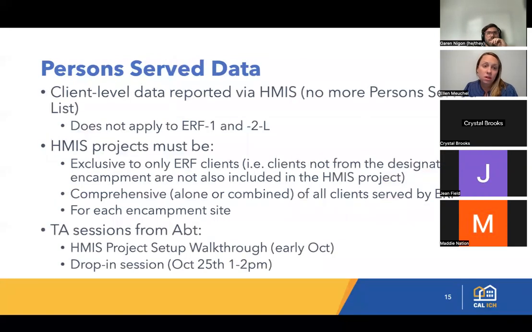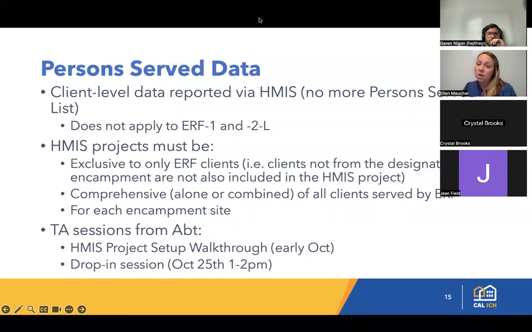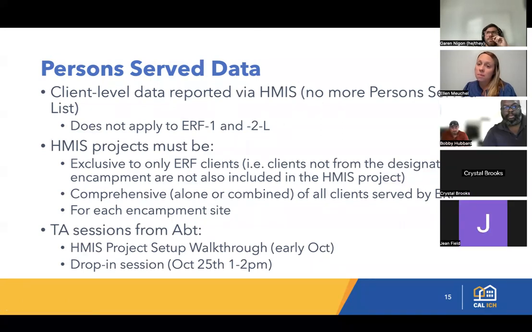Moving forward. Oh, I jumped ahead. I'm sorry. So I will now pass it over to Eric, who is our research and data specialist. What we can actually do too, before I pass it over to Eric, is let's address some of the questions in the chat before we start talking about person served level data. It's an added component of the ERF grants that Eric has worked through to hopefully streamline for all of you. So before we jump into that, let's look to the chat.